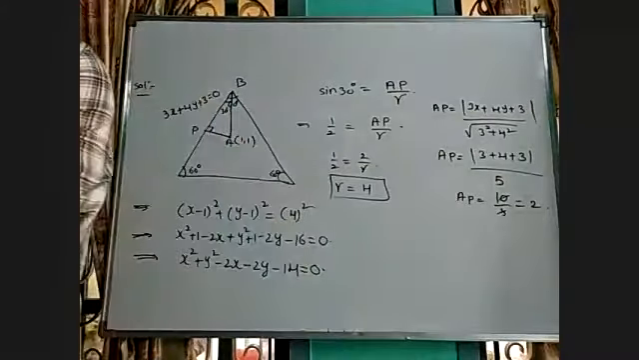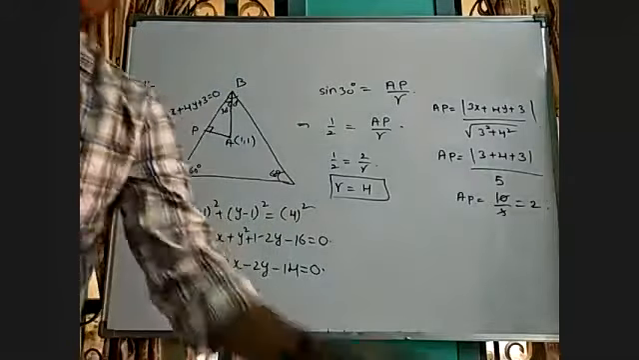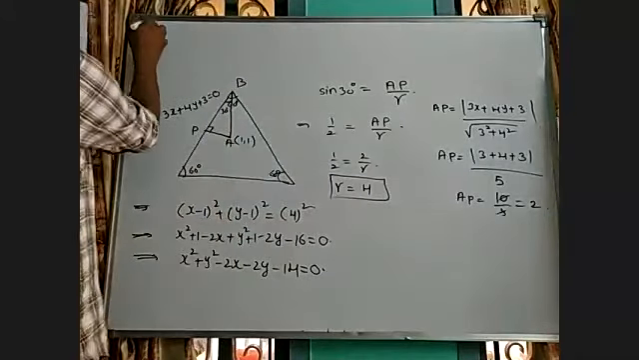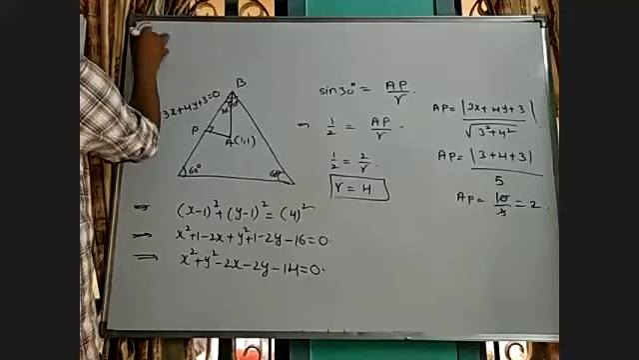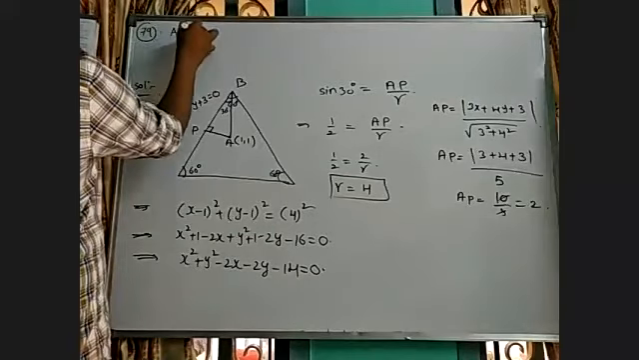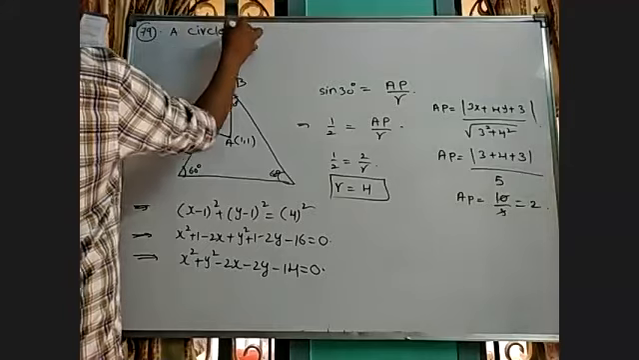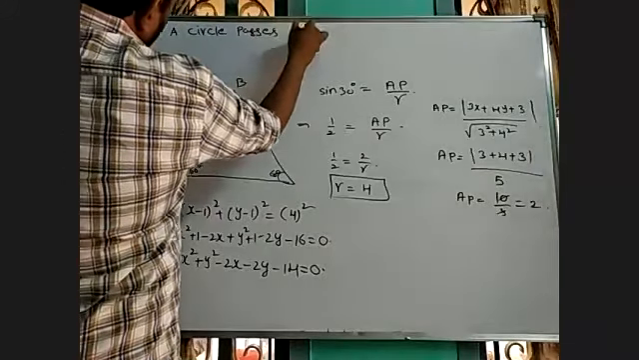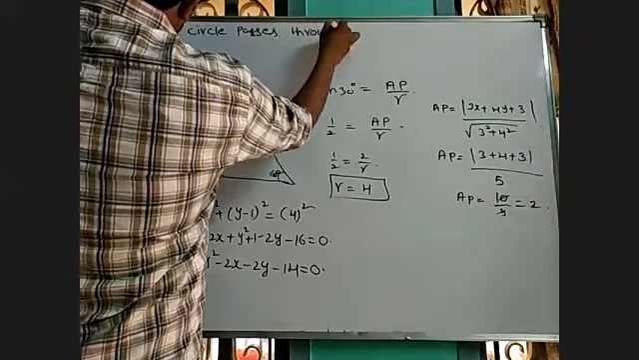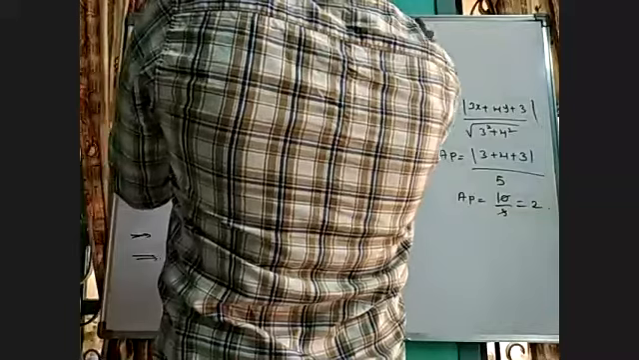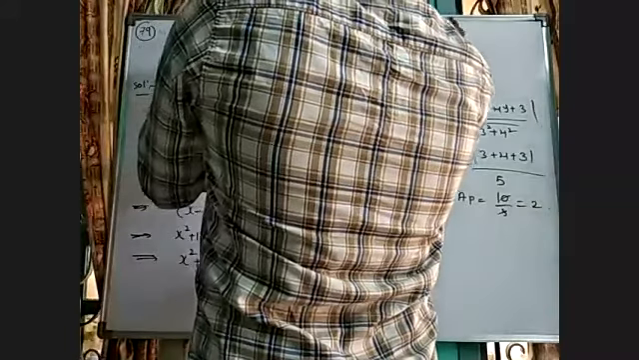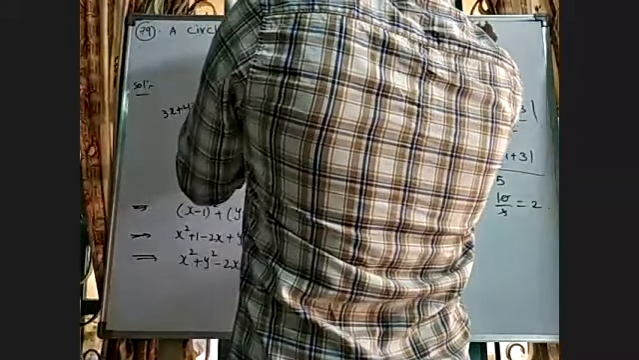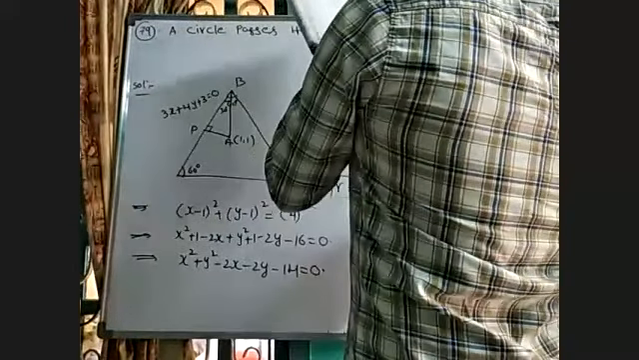Question number 79. A circle passes through (-2, 4) and touches the y-axis.